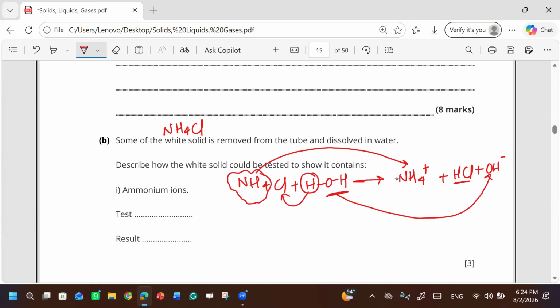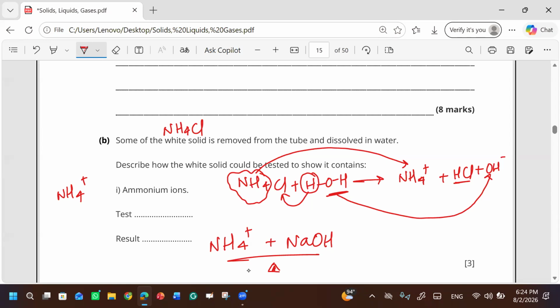Now what they are saying is, in that solution there is ammonium ion. How will you test whether there are ammonium ions or not? For this, we add sodium hydroxide to it and heat the solution. When we heat it, there will be a release of gas.